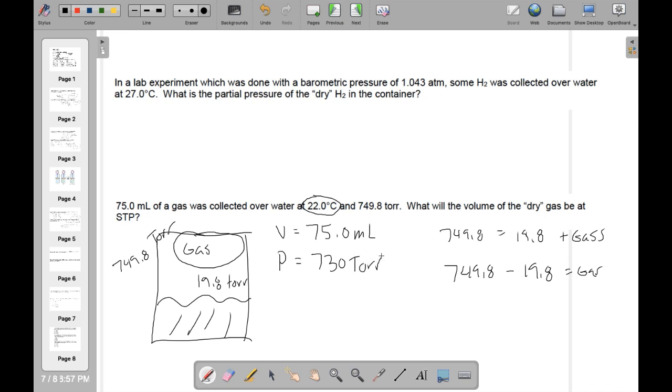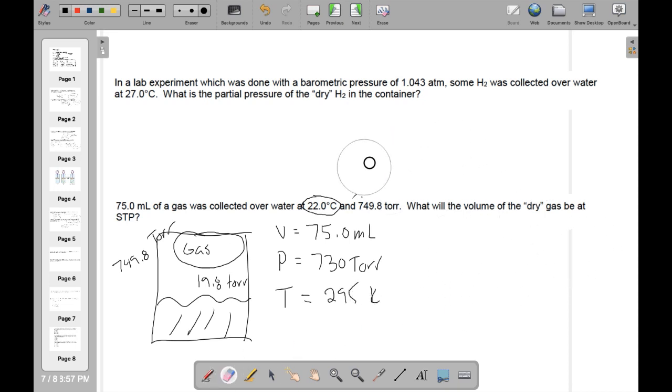So I have a volume. Now I have the pressure of this mysterious gas. They already gave me a temperature here, which was 22 degrees. But I need to convert that. 22 plus 273, right? So it's 295 Kelvin. Okay, this is where things get a little crazy. It says, what will the volume of this gas be at standard temperature and pressure? Okay, so now we're going to change up the temperature and pressure. We don't know what the volume is. We want this new volume.